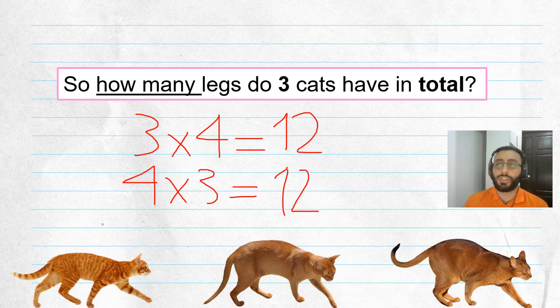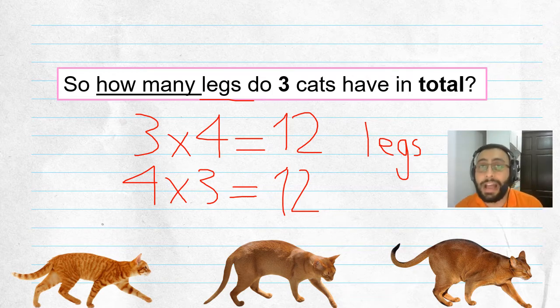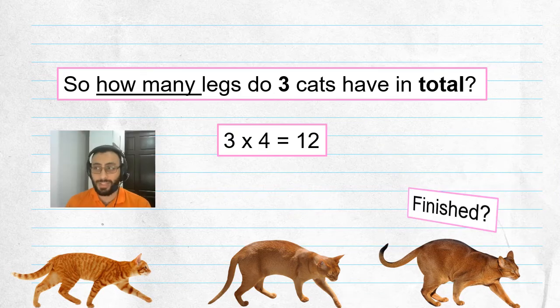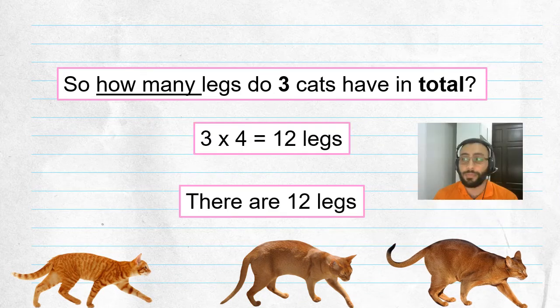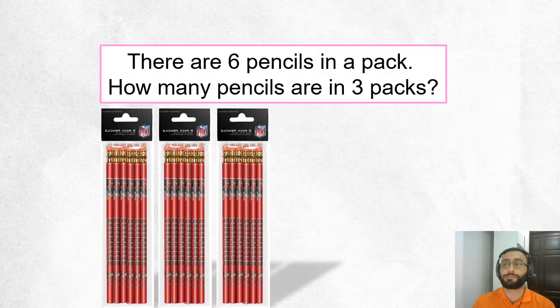But my question is 12 what? Look at the question. How many legs? So 12 legs. It means that 3 cats together have 12 legs. See, are we finished? Nope. Remember, you have to write 12 legs. So there are 12 legs here.